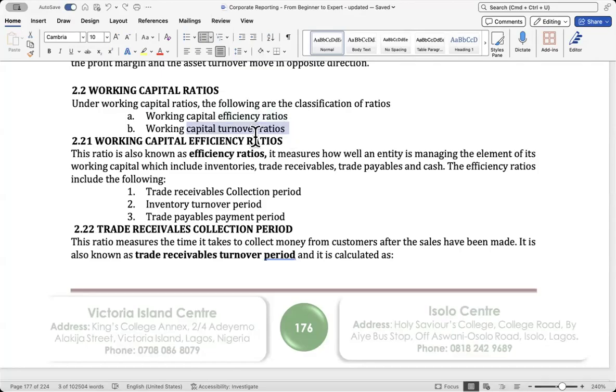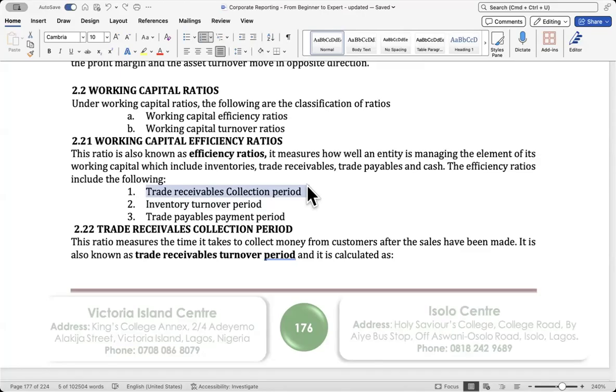Now, the efficiency ratios are three. We have the trade receivables collection period, the inventory turnover period, and the trade payables payment period. You see, this trade receivables collection period can be called trade receivables in days, or debtors in days, or they can simply call it collection period. It simply measures the number of days it takes an entity to collect its money from its debtors or customers.